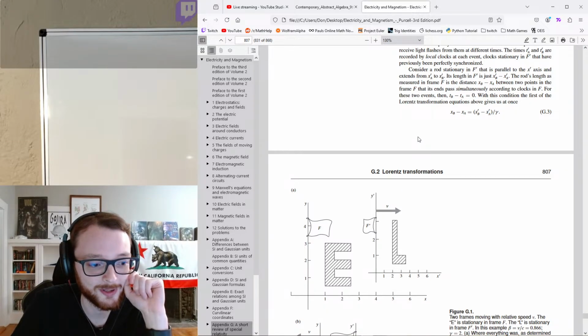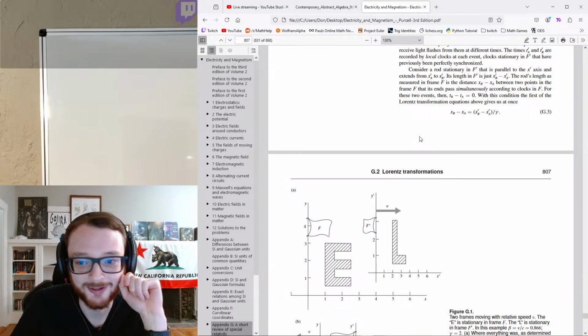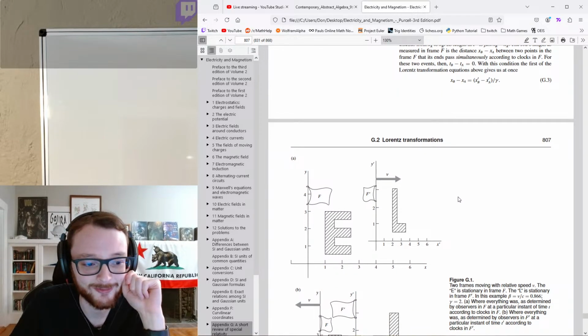Don, 3 inches is a big rod, right? It's a huge rod, Thunder. I think 3 inches is the biggest rod known to mankind.